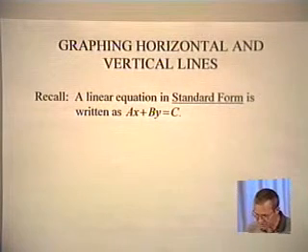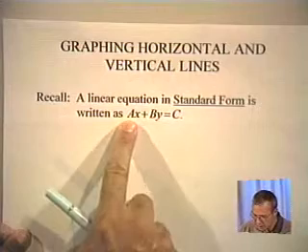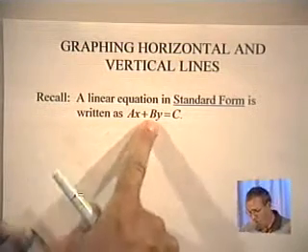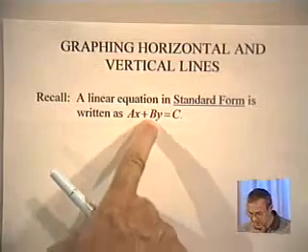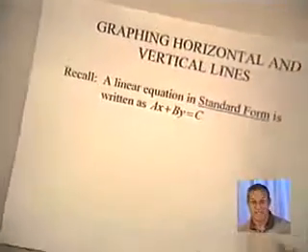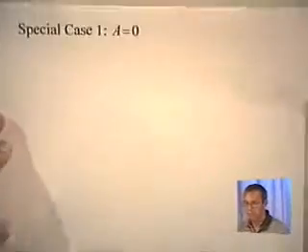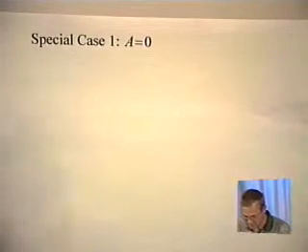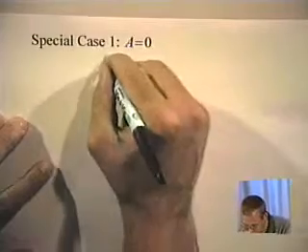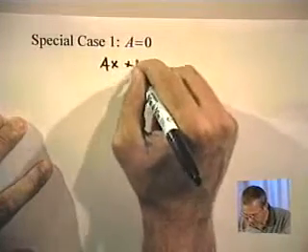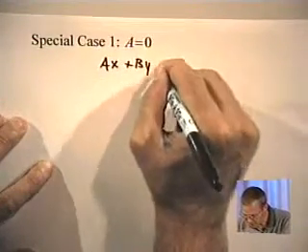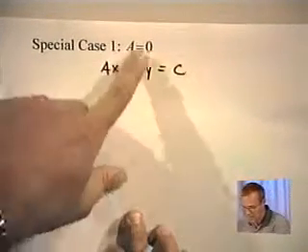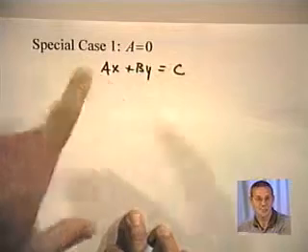Well, in this lecture, we're going to talk about how you graph a linear equation when the a is equal to 0 or the b is equal to 0. So let's look at the first special case where a is equal to 0. Remember, here is a standard form of a linear equation. Now I'm going to give an example where the a portion is equal to 0.